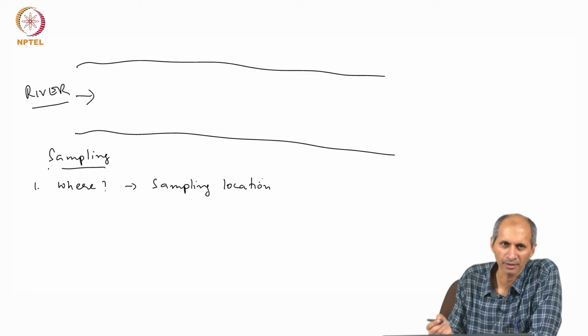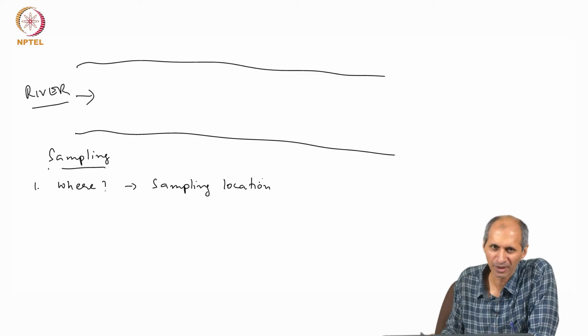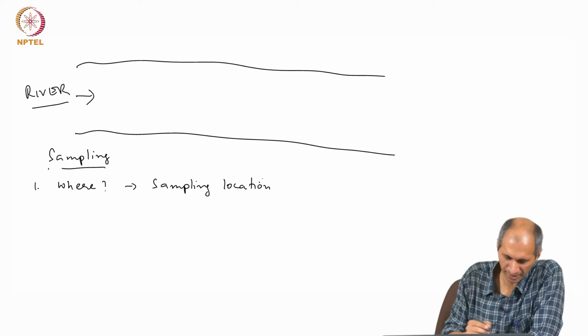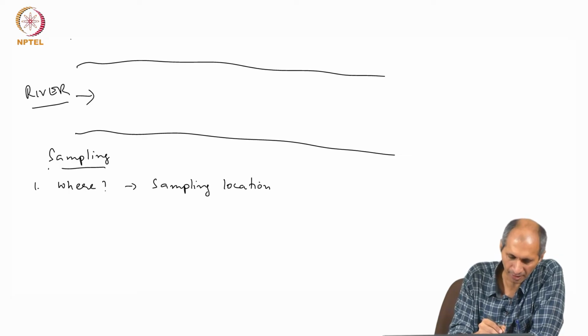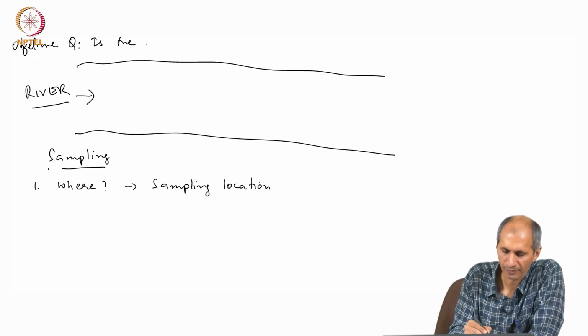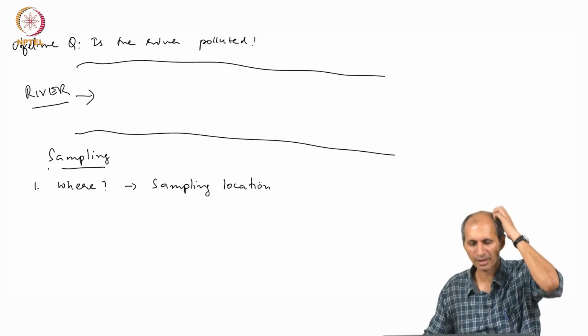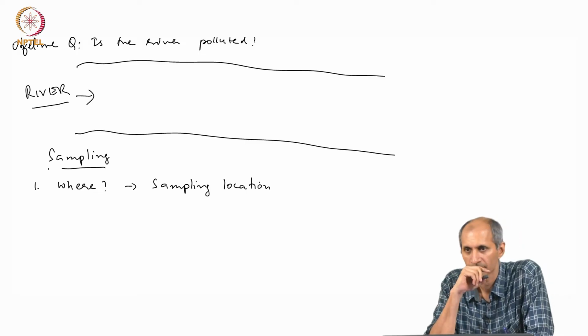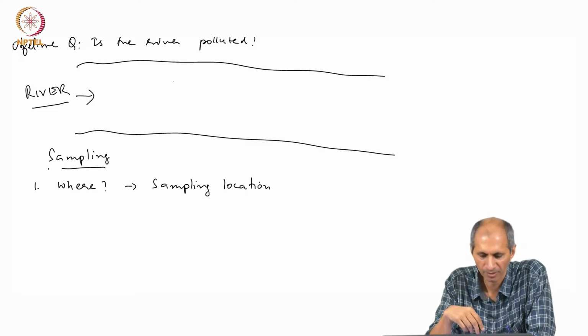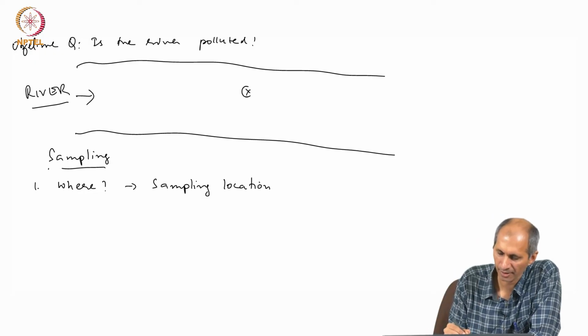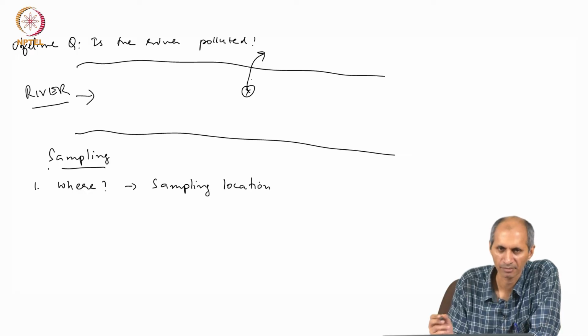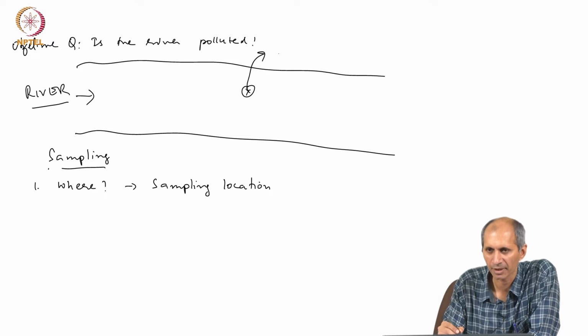I have a lot of choices, right? If the objective question is simply, is the river polluted, a very general question, where will I sample for this? Anywhere. Let's say I will sample here. This is my sampling location. I take the water out of this, and then I go through the process of analyzing. I will get some results, and let's say I have some concentration. Based on the concentration, I determine that it is polluted.